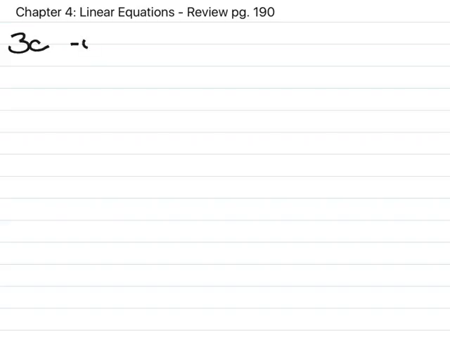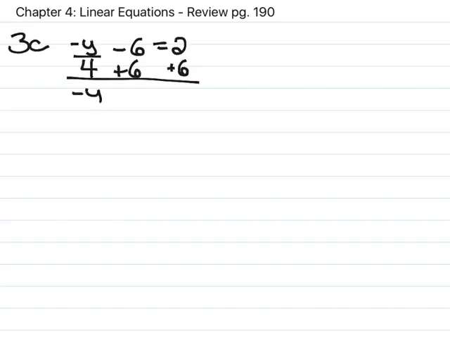3c gives you negative y divided by 4 minus 6 equals 2. So we'll start with the 6. We're going to add it to both sides because it's subtracted. And you get negative y divided by 4 plus 0 equals 8. So here we can now group this negative and the 4 together, at which point you multiply by negative 4 because you've divided by 4.